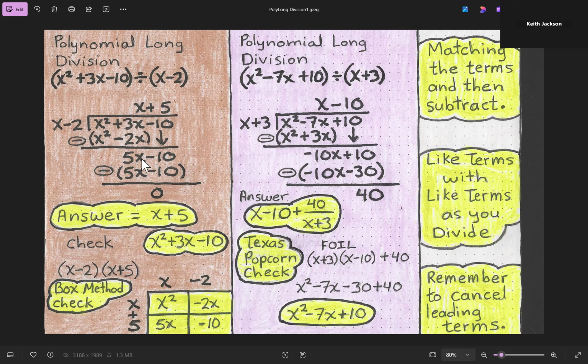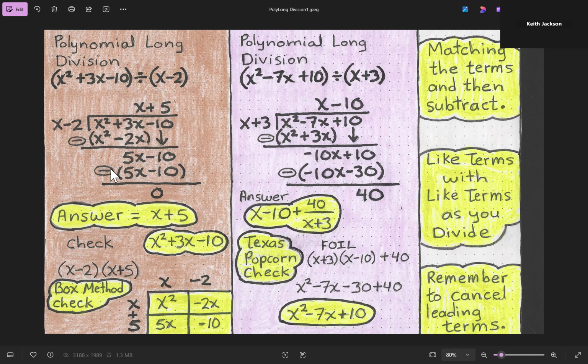And then what we're going to have to do right here is just bring down this negative 10. And we're going to have to ask this question: what number times x would give me 5x? Just only worry about that. When we look at it that way, it's a whole lot easier to see, because we know that 5 times x would give us this 5x. And all we have to do is just multiply this 5 times this negative 2. And we know that 5 times this negative 2 would give us a negative 10 right here.